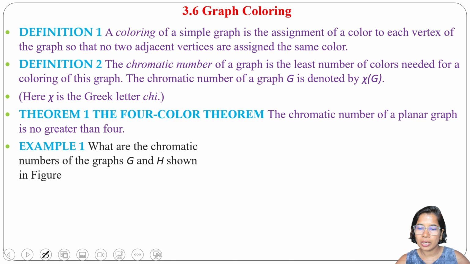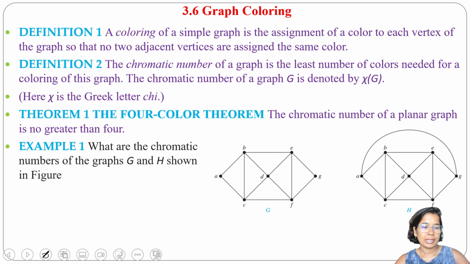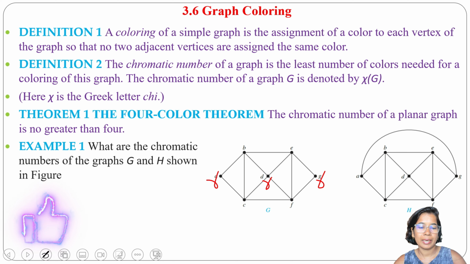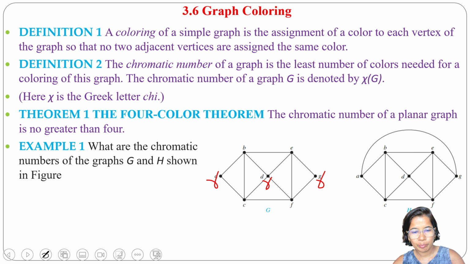Now example 1: what is the chromatic number of graphs G and H shown in the figure? These are the two figures, and we need to find the chromatic number of G and the chromatic number of H. First we will assign the colors, and the least number of colors required for coloring the graph is called the chromatic number. Let me assign D as red. If we assign D red, then A can be red and G can be red. A, D, G are not adjacent.